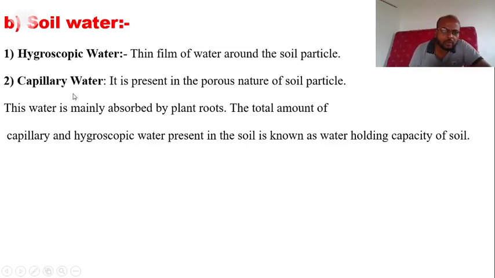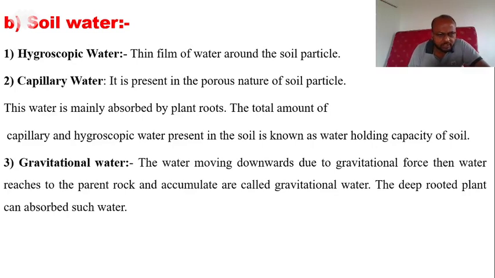Then the most important one is the capillary water. The capillary water is present in the porous spaces of the soil particle, and this water is mainly absorbed by the plant root. The total amount of the capillary and hygroscopic water, these two, the hygroscopic water and the capillary water, are mainly absorbed by the plant, and the amount of this capillary and hygroscopic water present in the soil is known as the water holding capacity of the soil. The third water is gravitational water.